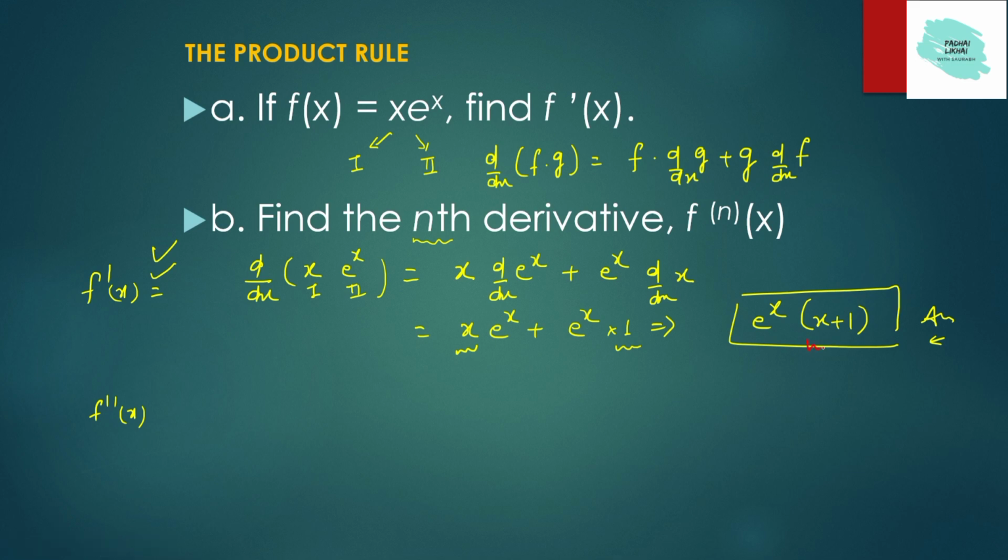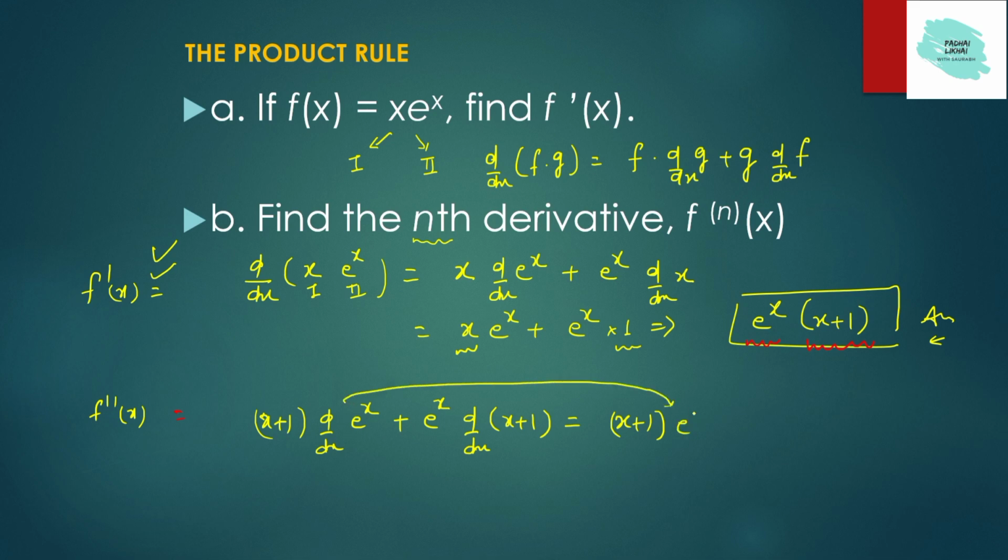Now again consider the first function and the second function, and apply the same formula. Keep the first function, that is x plus 1, and differentiate the second function, e^x, plus keep the second function and differentiate the first. We will get (x plus 1) into the differentiation of e^x, which is e^x, plus e^x into the differentiation of x plus 1, which is 1 plus 0.